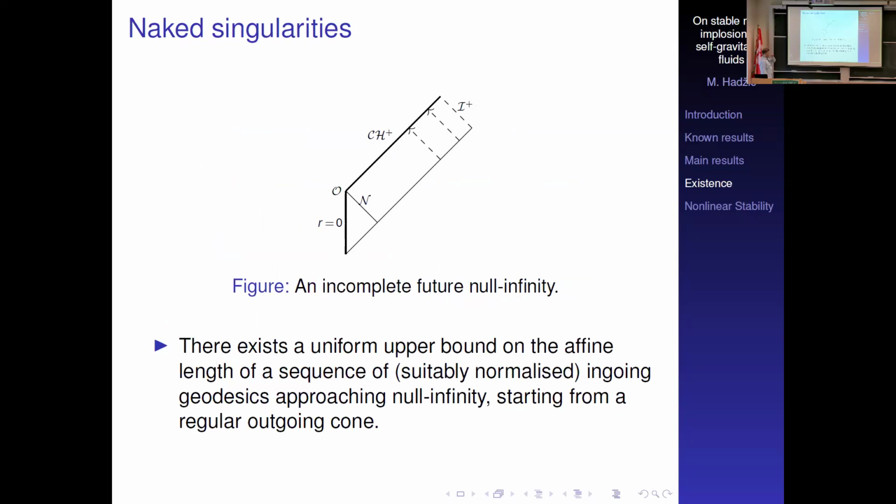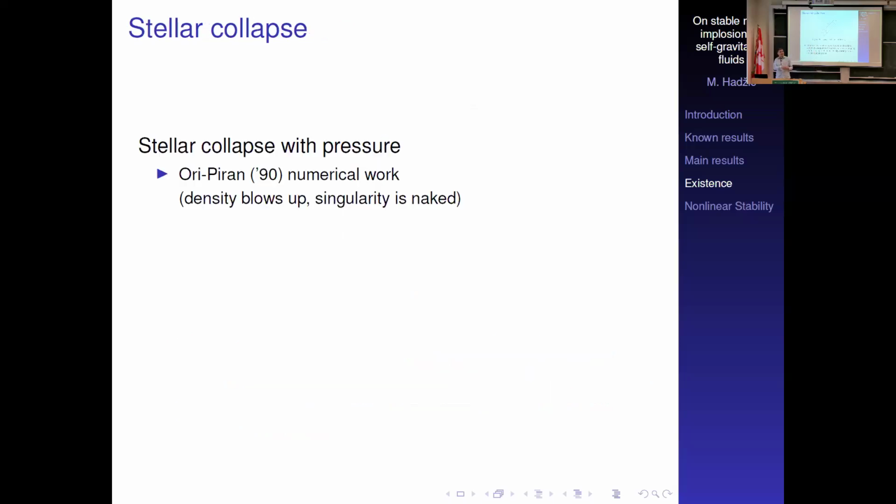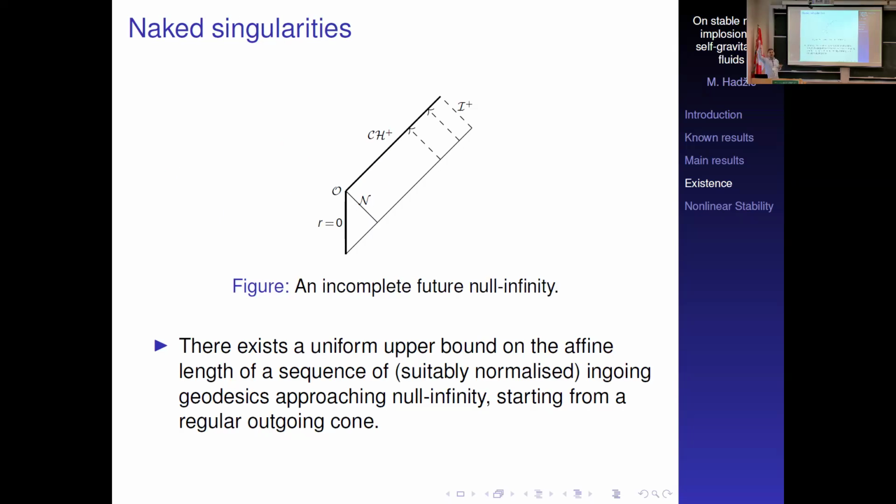What is a naked singularity? This is the formal definition, but what it really means is that the future null infinity is sort of cut off. The distant observers can actually receive signals. And this is a handy definition that is phrased in terms of the affine length of the ingoing signals sent along some outgoing regular cone. This is sort of telling you that you can't escape it. You cannot not see it, no matter how far out you go. Okay.